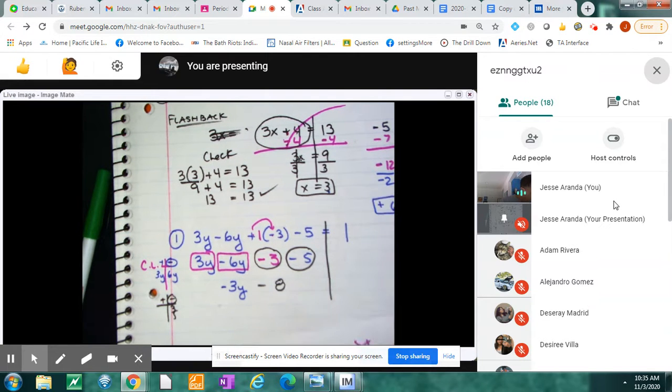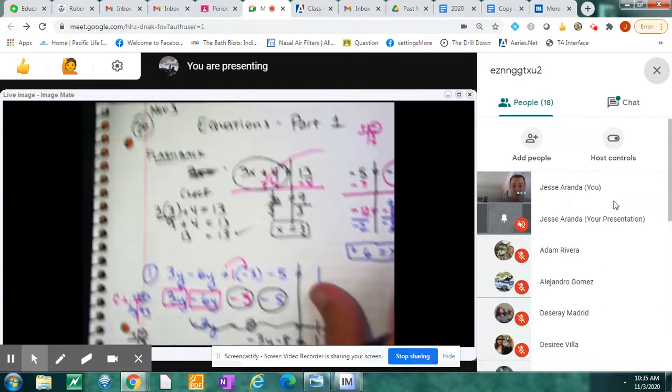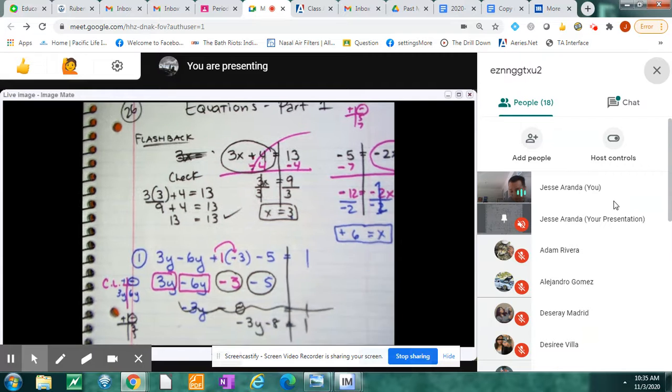So now it's got to be equal and then 1. But see how it's very far? I'm going to bring it closer right here. Minus 8 equals 1. See that? I just brought it closer. So now we're doing the two-step, what we did up here, what you learned like in 7th grade, right? If you remember. Okay?